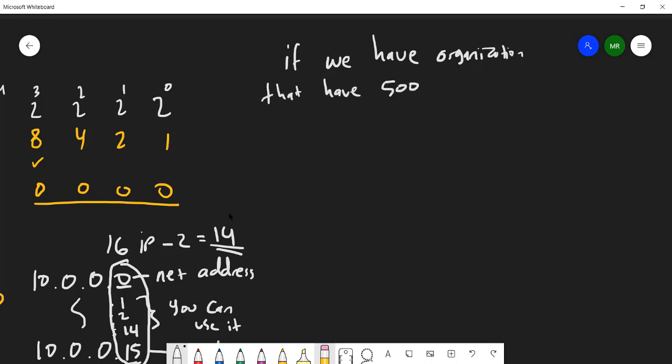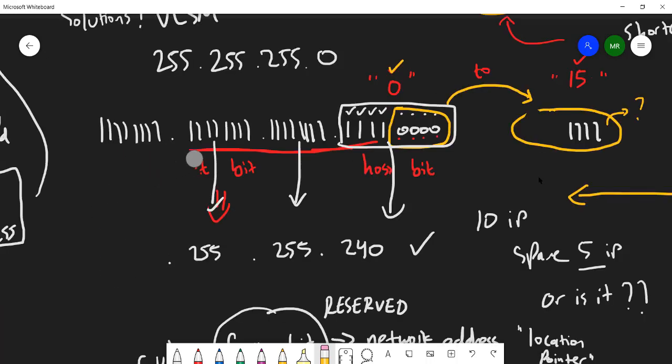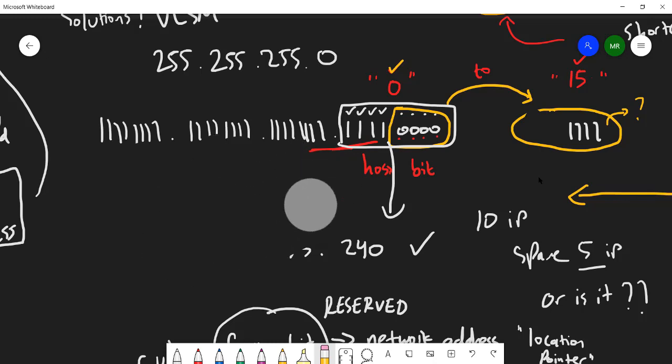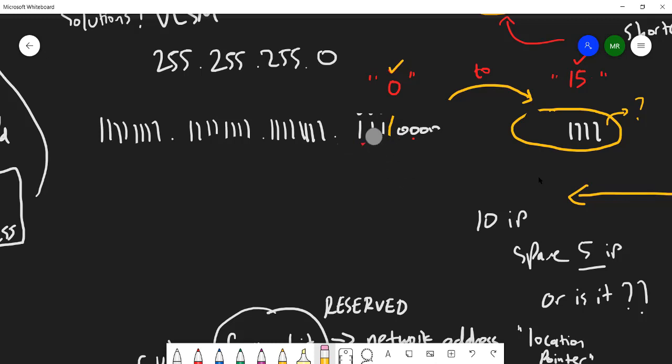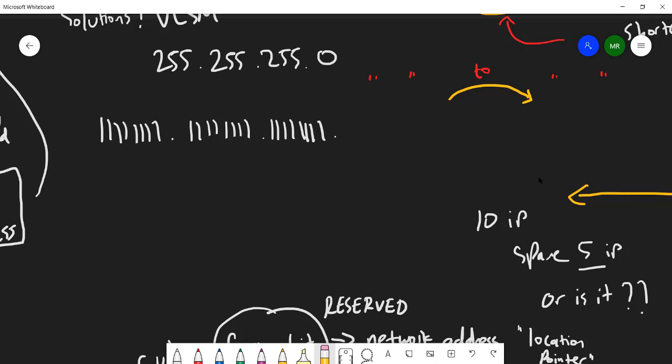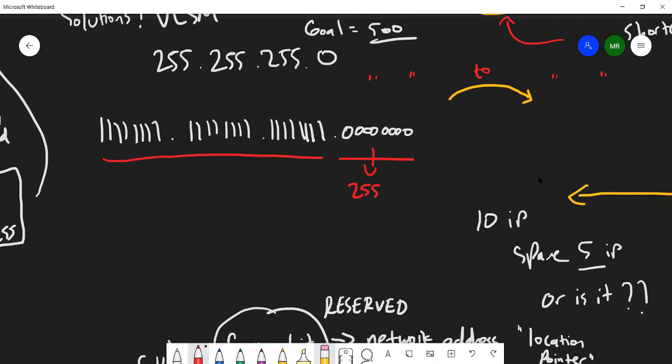Let's clear things up first. The goal is 500, but the current subnet mask we use is a Class C subnet mask that has a 255 IP range. How do we make it 500? Erase one bit from the network bit side and make it 0 to join the host bit side. That means we have 9 zeros instead of 8 zeros, and only 23 ones. If all 8 bits of 1 means 255, what if we have 9 bits of 1?